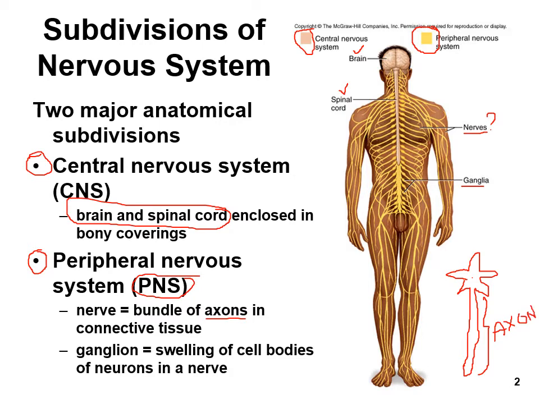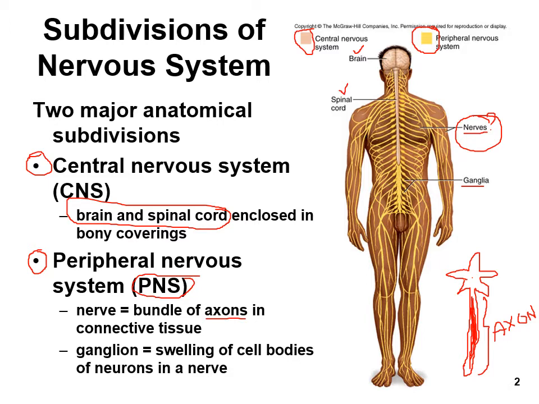Okay, so what we see happening here is that these axons, when they come out of the spinal cord, are going to be called nerves. So a nerve is nothing but just an extended axon that has left the central nervous system, meaning it has left the casing of the brain and the spinal cord. So now it falls under the peripheral nervous system.